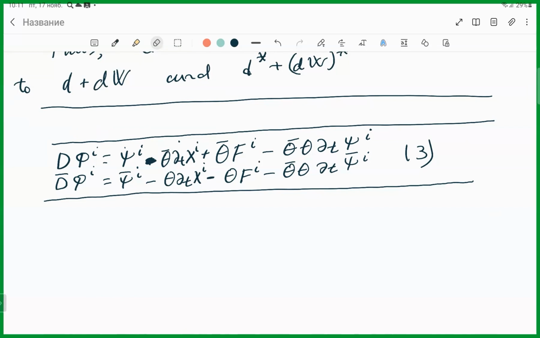So let me continue. I intentionally copied formula 3 here. And the reason for this is that now I'm going to consider case 2, non-constant metric Gij. And I'd like to look at the new terms.